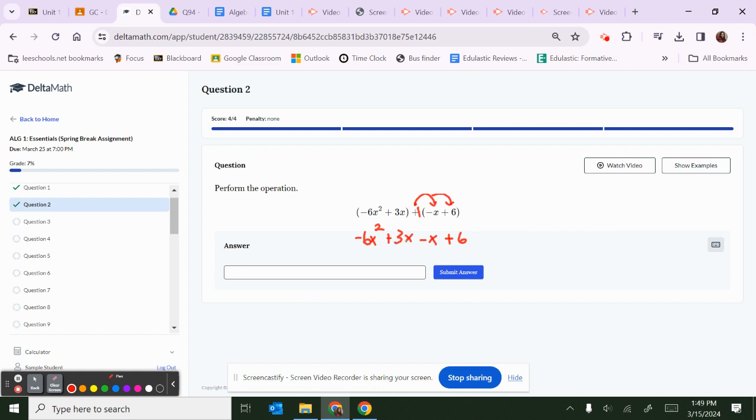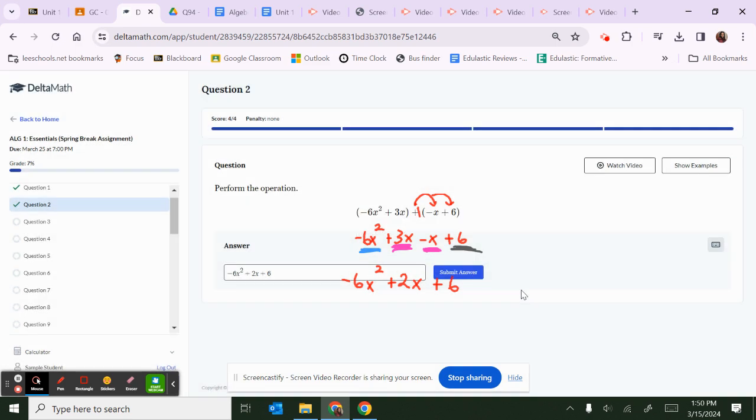Now I'm going to combine like terms. Is there a like term that goes to this negative 6x squared? No. So you bring it down. Is there a like term that goes with your 3x? Yep, the negative 1x. What's 3x minus 1x? 2x. All right. And is there any like term that goes with your constant? No. So I bring down that constant. All right. So again, guys, just like that. Okay. So let's type that answer in. So negative 6x squared plus 2x plus 6.